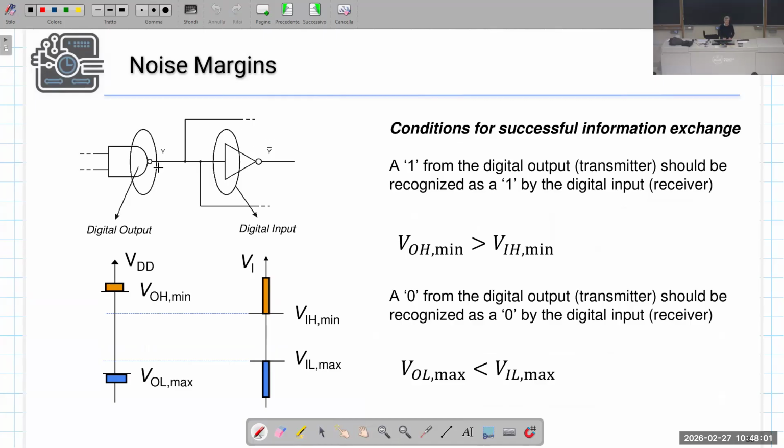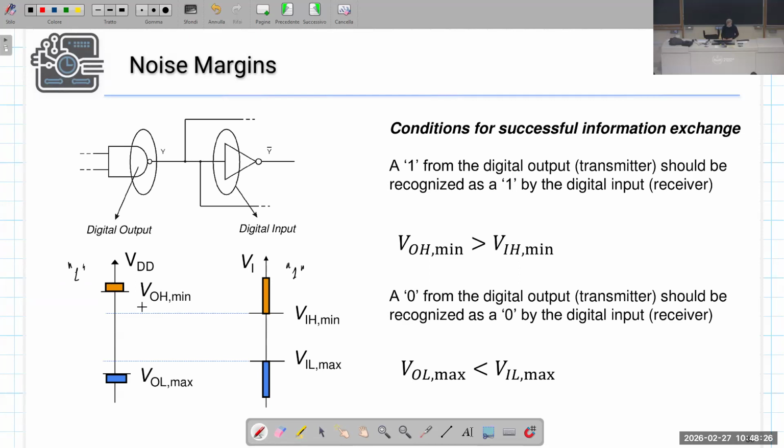When the transmitter transmits a 1, we want it to be interpreted as a 1 by the receiver. Otherwise, it's not possible to properly exchange information between these two circuits. So what is the condition that a 1 from the transmitter is recognized as a 1 by the receiver?